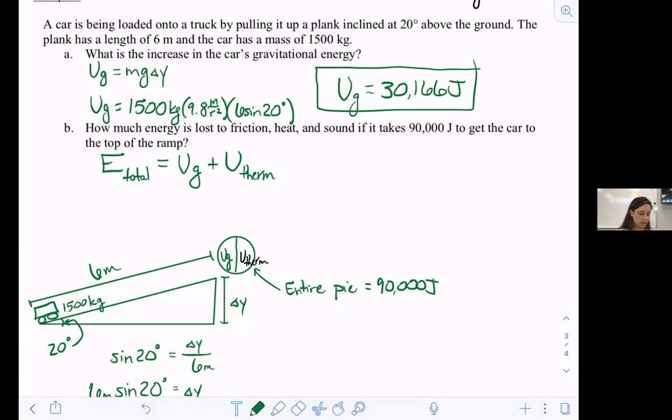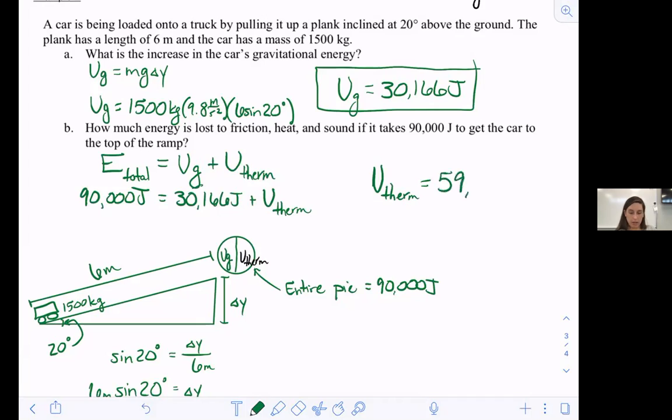So since I know my entire pie is 90,000 joules, I know my gravitational energy is 30,166 joules. Well, then I should be able to figure out how much of my energy is thermal energy by doing 90,000 minus 30,166. And again, to save you the pain of watching me type in a calculator, I'll tell you that my calculator gave me 59,834 joules.